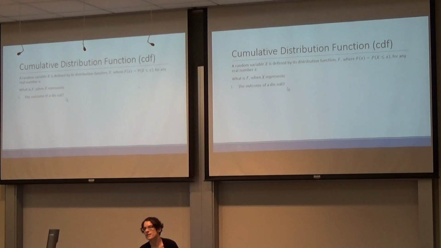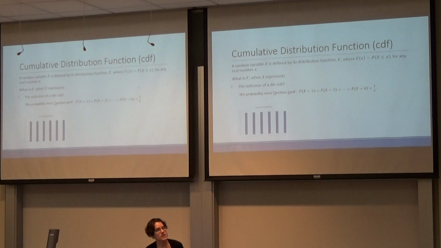So I said you'd be seeing a lot of die rolls. Here's a die roll again. If I have a die roll, there's two things I can talk about. One is the probability mass function. The mass function is the probability assigned to each particular outcome. So that's just 1/6. The die can be 1, 2, 3, 4, 5, 6. It's all equal probability.